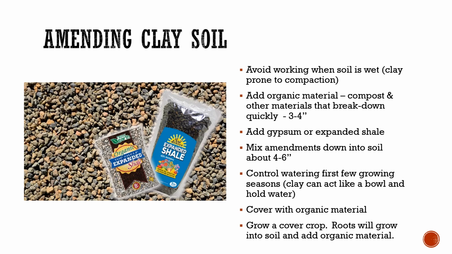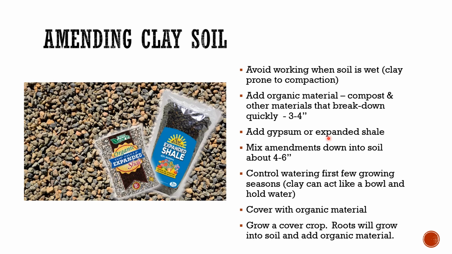Compost and other materials that will break down fairly quickly. You can also add gypsum or expanded shell. Now, expanded shell is a long-lasting soil amendment that's made from clay or shale, heated in a rotary kiln until it becomes a light, porous ceramic aggregate. Expanded shell helps improve soil aeration and drainage, and it remains inert in the soil, creating long-term value. However, it can be rather expensive.